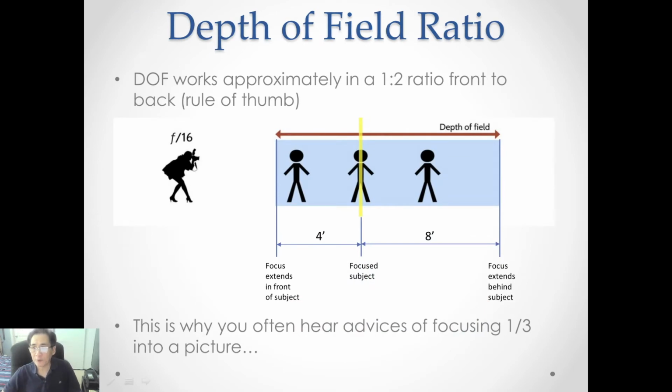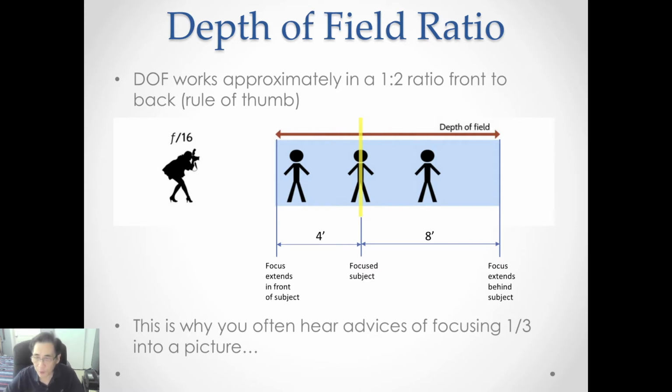Okay, let's explore depth of field a little bit more. There's such a thing called depth of field ratio. It's not always true, but for a lot of lenses, the way it works is that if you focus on your subject here, then your subject is in focus. Normally, the range of sharpness, or depth of field, is half of the distance in front and double the distance in the back. So normally the distance in front of the point of focus is half of the distance behind it. That's usually how it works. It is not always true, but for a lot of cases it is true.